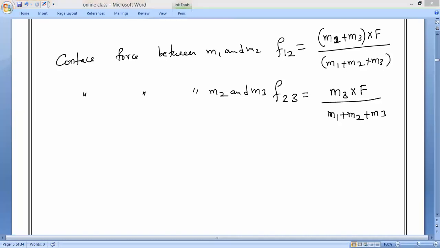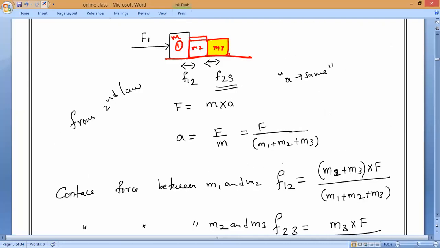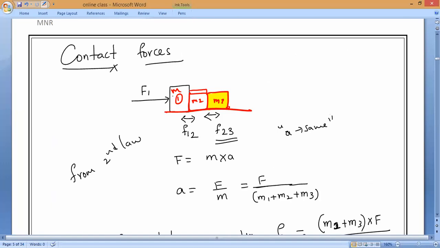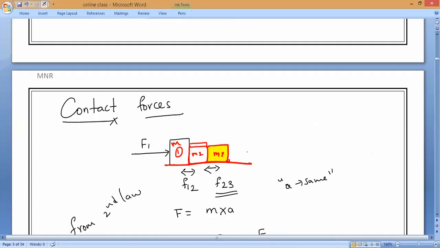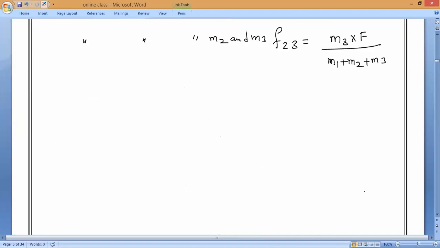If I take the F12 case first, why are we considering two body masses here, M2 and M3? Because the force is applied on the first body and this force is acting on the second and third bodies. So that is why it is mass of second body plus mass of third body into force, divided by the sum of all the masses. Now F23 means what? Second body is acting force on which body, guys? F23 means the second body is acting force on the third body. So that is why M3 into F divided by the sum of all three bodies, M1 plus M2 plus M3.